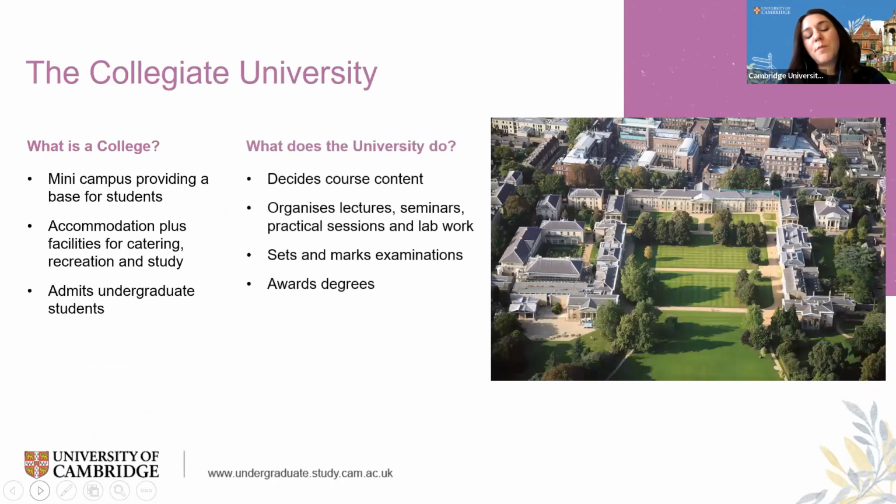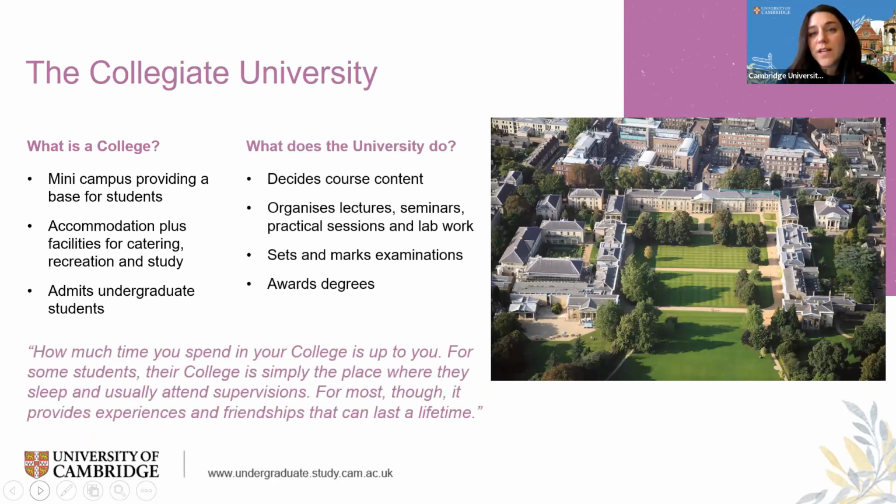A few words about the collegiate university. The University of Cambridge is a collegiate university. When we talk about the relationship between the university and the college, think of the university as the umbrella organization underneath which we have our 31 colleges operating. So the college and the university are part of the same thing. The distinction between a college and the university is this.